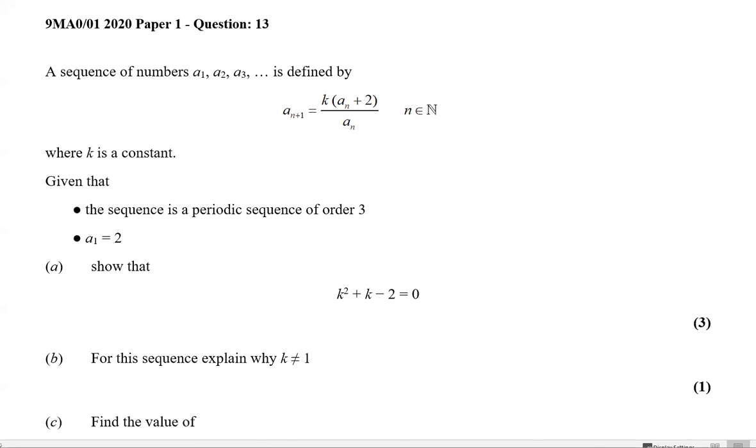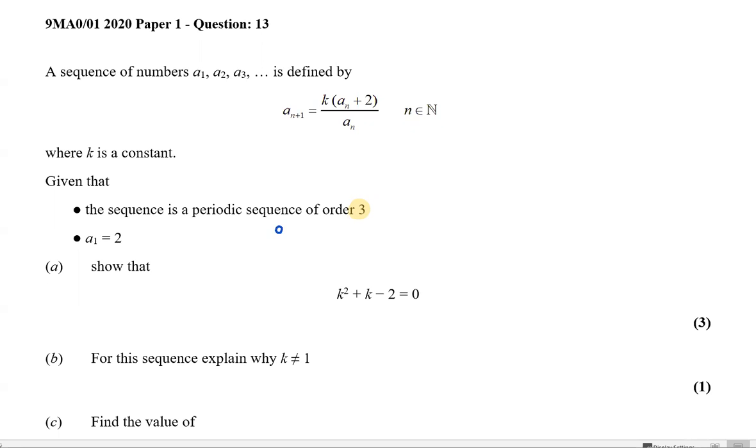Question 9 is from 2020 paper 1. It was question 13. Here we have a recurrence relation. It has a constant k, and we're told two pieces of information about it. We are told that it has a period of order 3. Now, that's quite important for the next step.